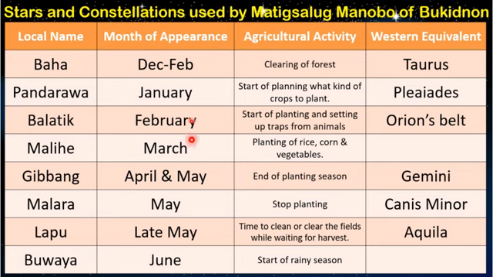Additionally, this table shows the Western equivalent of constellations used in our country. For example, Gemini is the Western equivalent for the constellation Gibang, while Taurus is the equivalent for the constellation Baha. So this table will guide how the Matigsalug Manobo of Bukidnon use stars and constellations in connection to their agriculture.